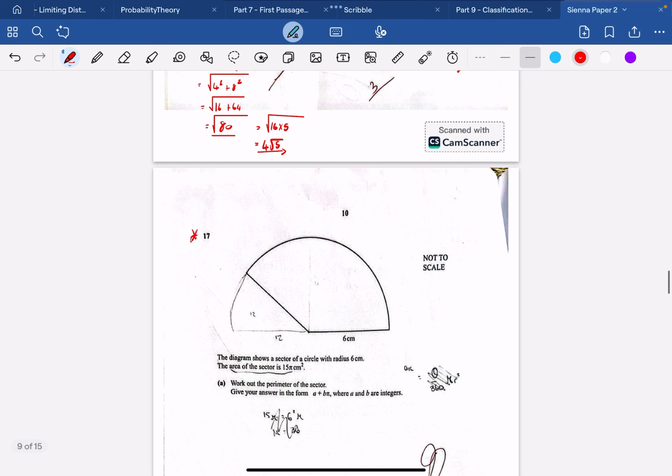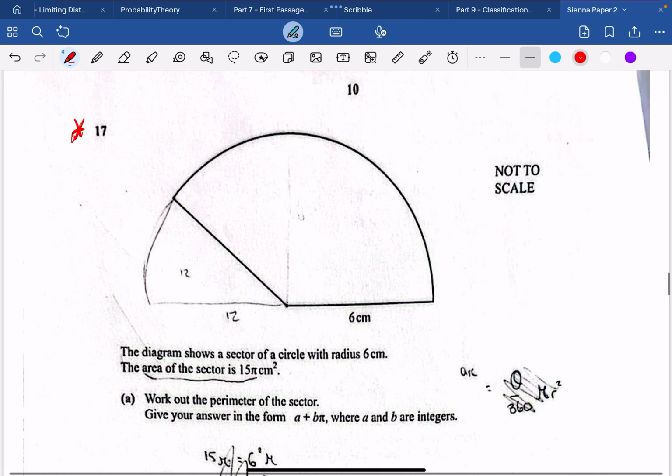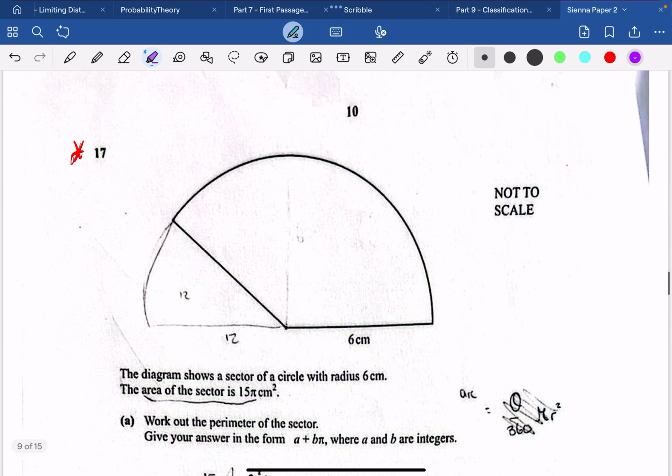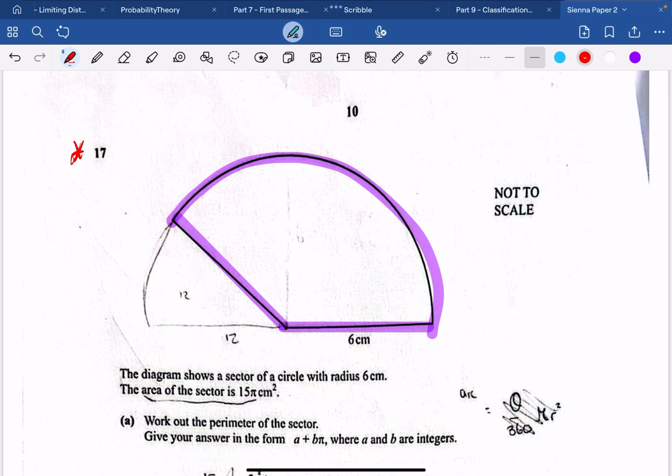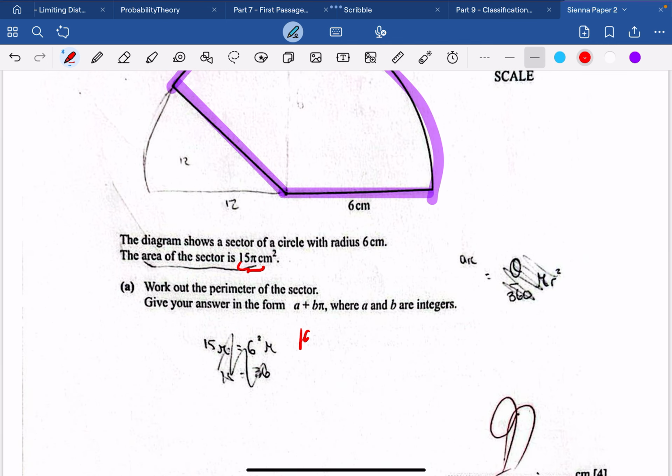Okay. Now we have to find the perimeter of the sector. So we are looking for this area here. Oop, not the area, the perimeter. Looking for that. So how are we going to do that? First, they tell us the area of the sector is 15 pi centimeters squared. 15 pi equals area of sector.